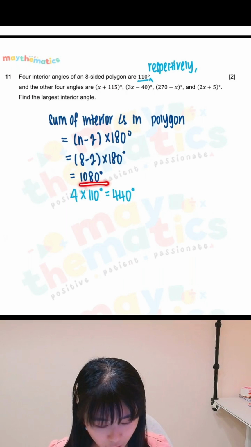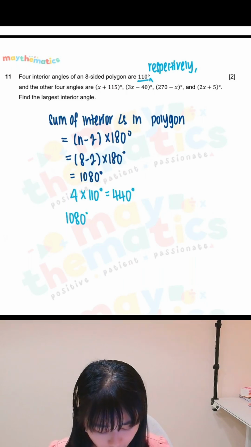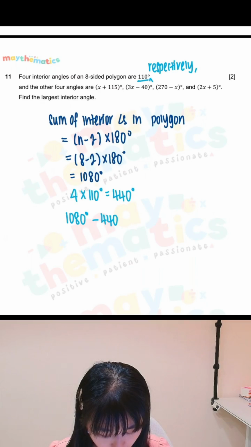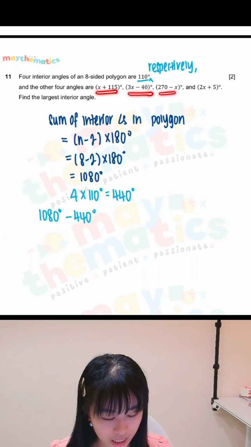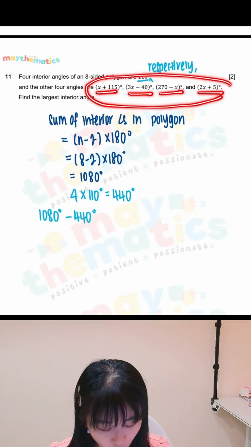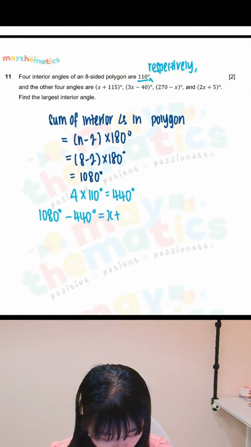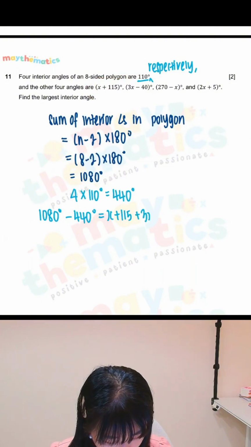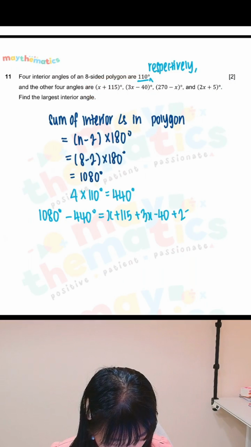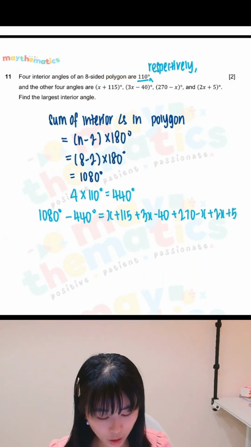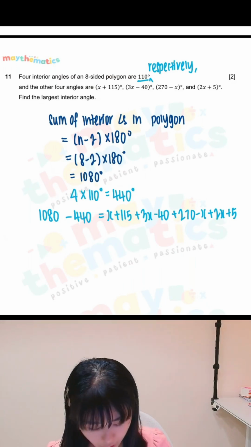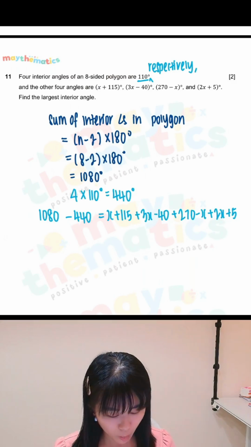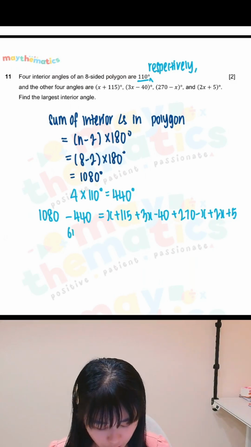Then you will take 1080, all the interior angles, minus the 440. That will give you the remaining interior angles, which is this plus this plus this plus this. All these 4 angles must be added together: x plus 115 plus 3x minus 40 plus 270 minus x plus 2x plus 5. To keep my units consistent, I won't add the unit sign. So 1080 minus 440, I will get 640.